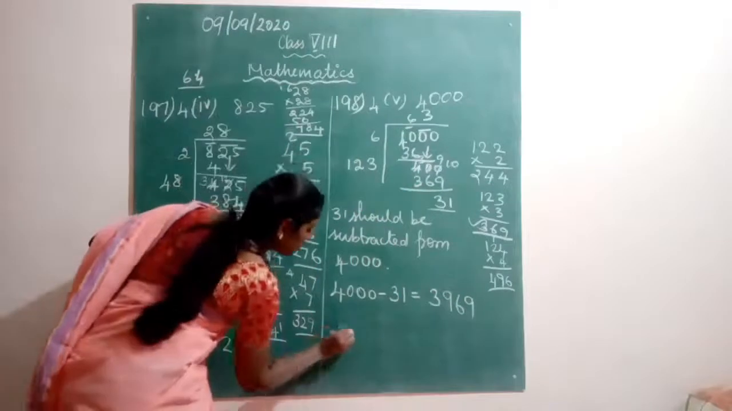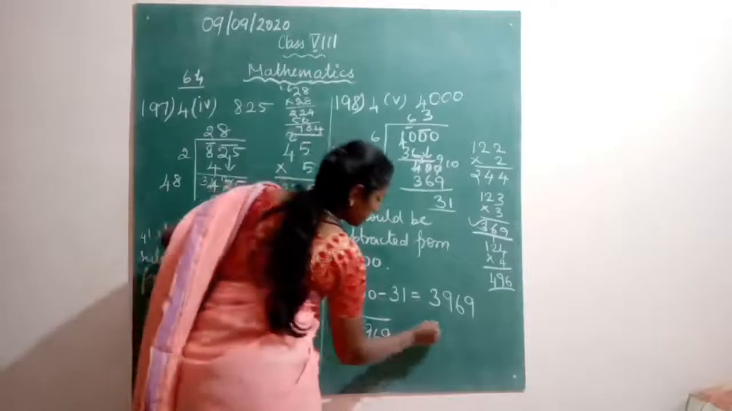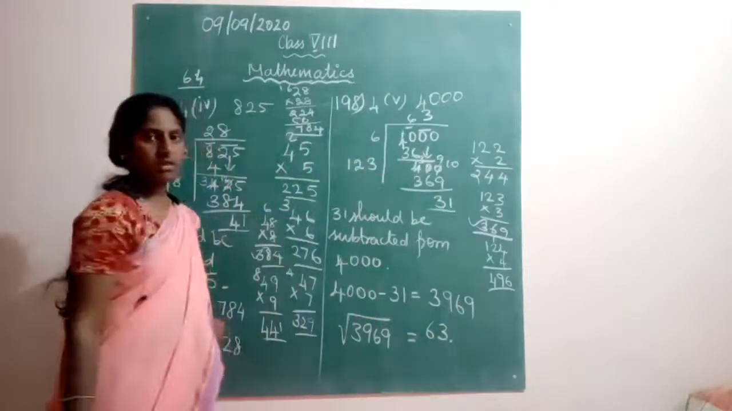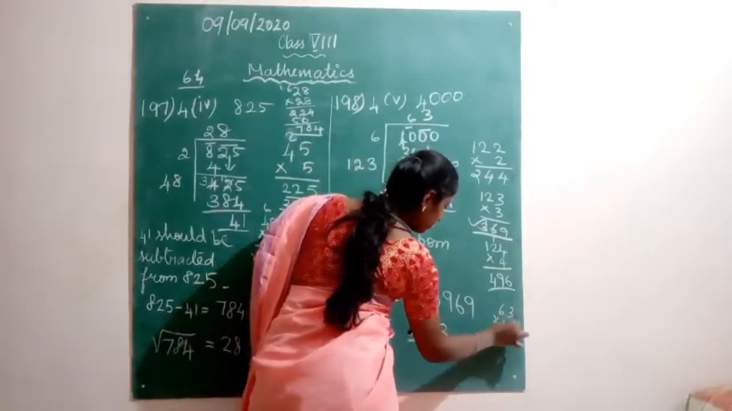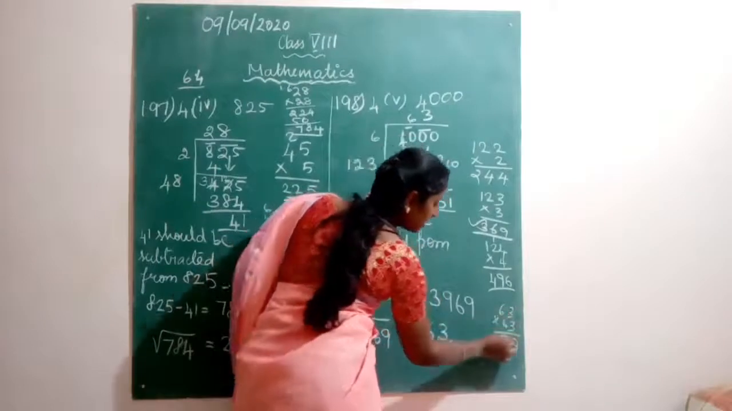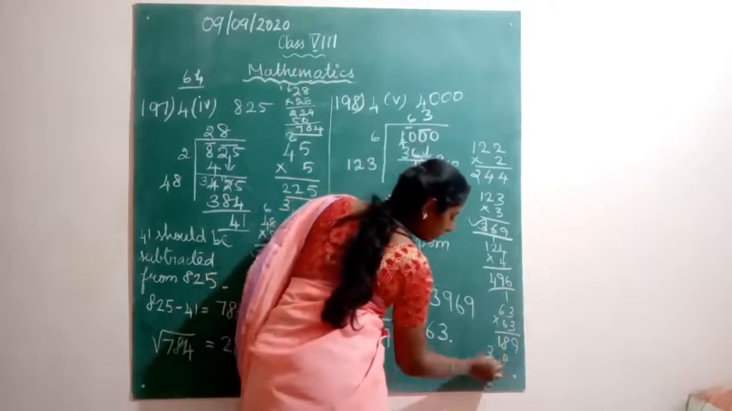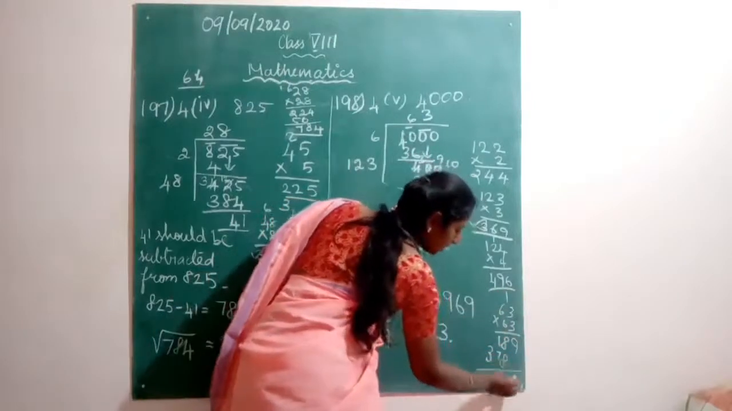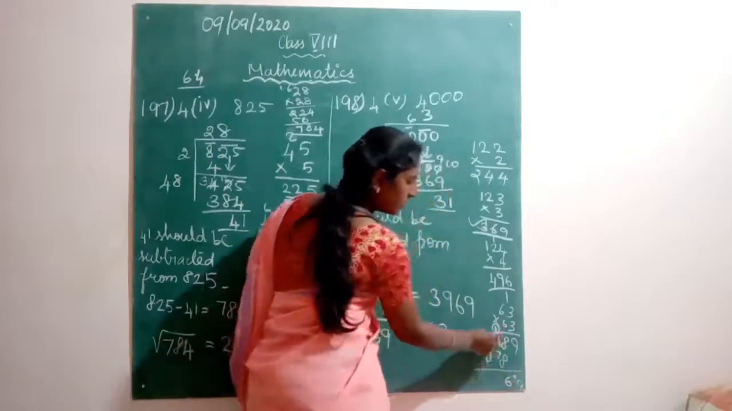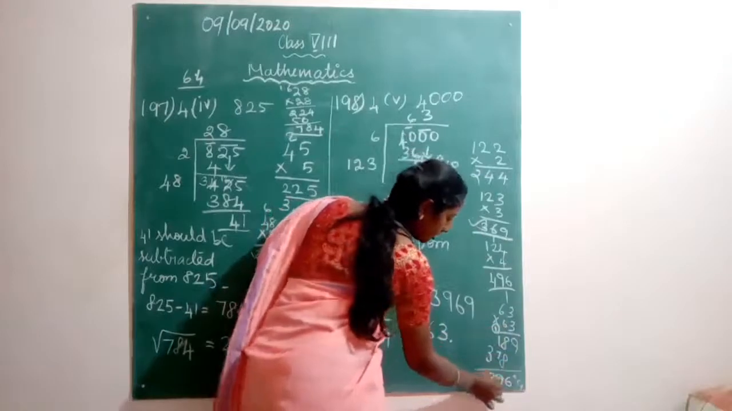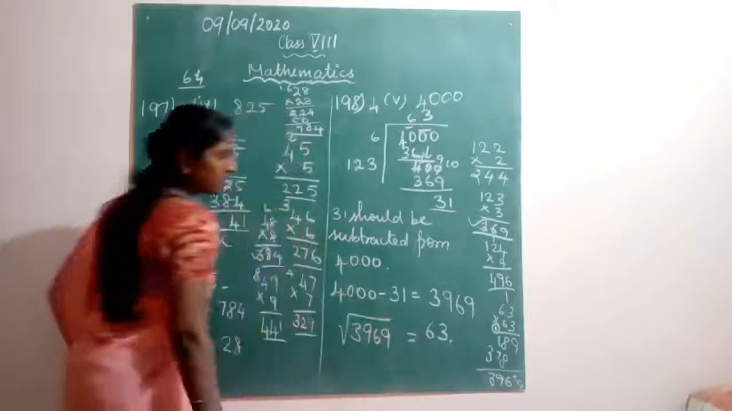Okay, so now the square root of 3969 is 63. Is it clear? Check and see. 63 into 63. 3 3s are 9. 3 6s are 18. 6 3s are 18. 6 6s are 36. 36 plus 1, 37. So 9. 8 plus 8, 16. 1 plus 1, 2. 2 plus 7, 9. And 3. So 3969. Is it clear? So the square root of 3969 is 63.